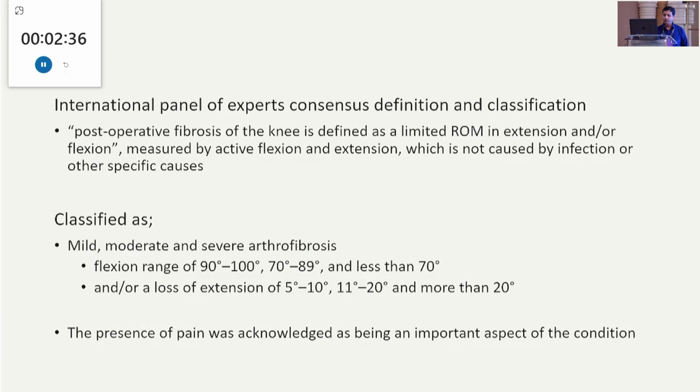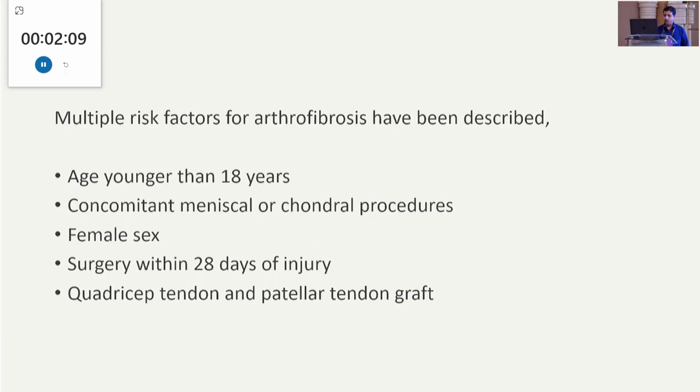Now there is an international panel consensus definition, where postoperative arthrofibrosis of the knee is defined as limited range of motion in extension or flexion, measured by active flexion and extension, which is not caused by infection or other specific causes. They have classified it into mild, moderate, and severe arthrofibrosis. This is important because you have to decide whether to go arthroscopic or open depending on the category, severe or mild. The presence of pain is also important.